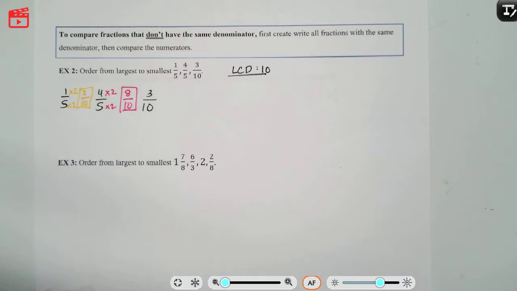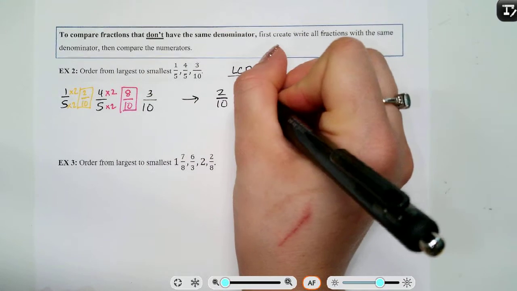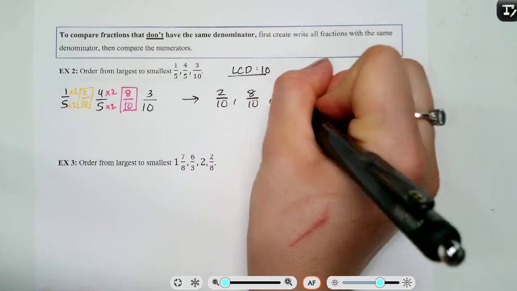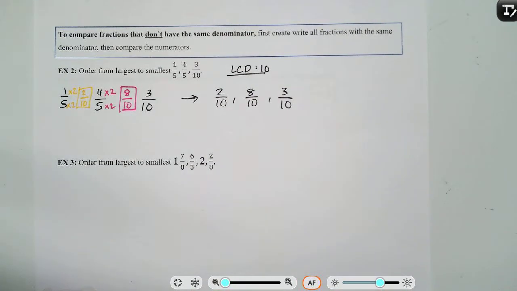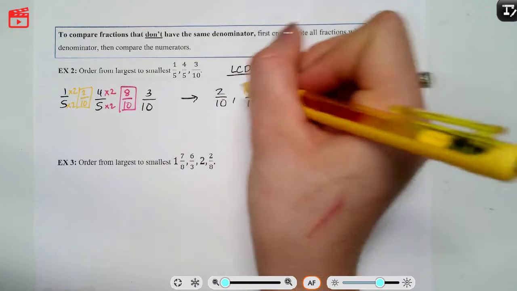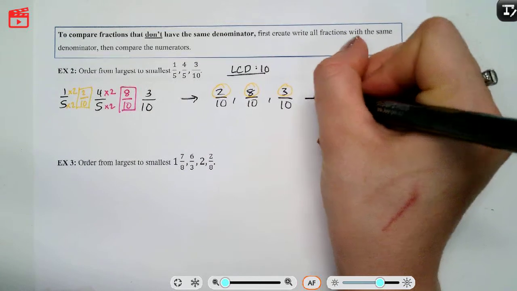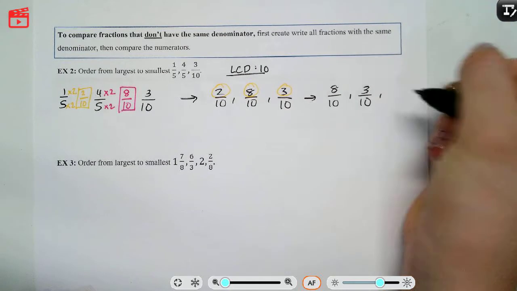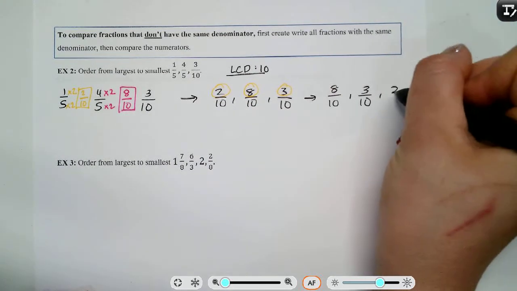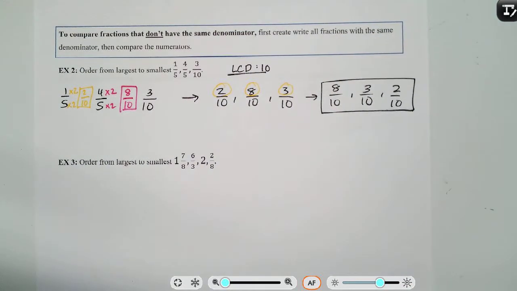All right, so now we've given them all the same denominators. So now, let's go ahead and take a look at this. We have 2 over 10, 8 over 10, and 3 over 10. So we're going to order them from largest to smallest. So now that they have the same denominators, I can focus on the numerators. Which one is bigger? The 8 is bigger. So 8 over 10. Then the next biggest one is 3 over 10. And the next biggest one is 2 over 10. All right, there we go. They've been ordered from largest to smallest. So remember, we needed to create a common denominator to be able to compare the numerators.